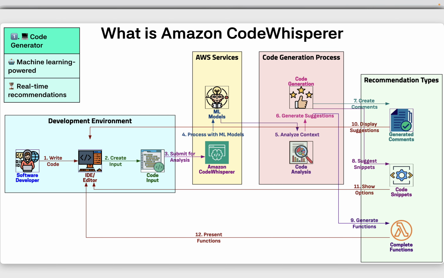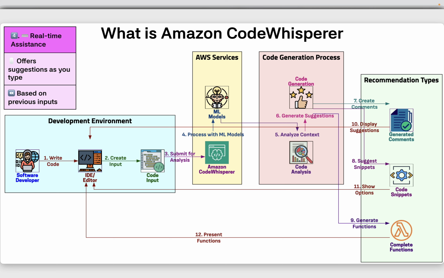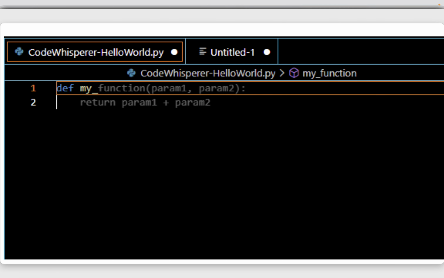So what is Amazon CodeWhisperer? Amazon CodeWhisperer is a machine learning powered tool that generates code and gives you recommendations in real time. It automatically makes suggestions that are based on your current code, comments, and existing input. The recommendations can vary in size from a single line of comment to complete functions. As you start typing, CodeWhisperer offers suggestions based on both your current and previous inputs. So this is how it looks like.